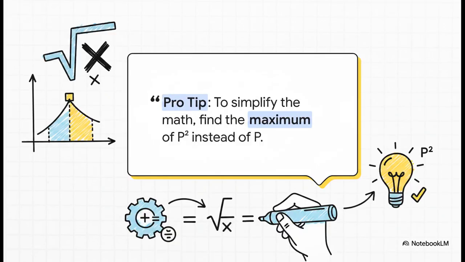Now, we could just take the derivative of that messy function, but dealing with that square root using the chain rule is just asking for a headache. So here's a pro tip, and this is super useful. If you want to maximize a positive function, you can just maximize its square instead. The x that makes p a maximum is the exact same x that makes p squared a maximum. And this little trick completely gets rid of the square root. It makes the math so much easier.